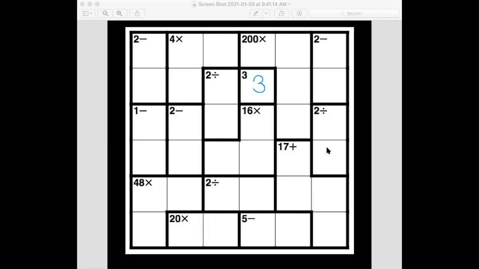The division is 2, so that's either 6 and 3, or 4 and 2, or 2 and 1. Many options. Same thing here. The difference 5 means it's 6 and 1. There's no other option. So these are 1 and 6. The product being 20 means they're 4 and 5. And so the remaining 2 in this row are 2 and 3.